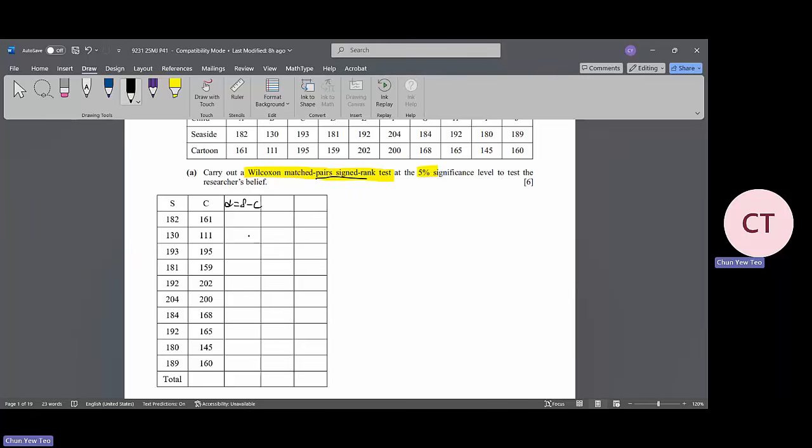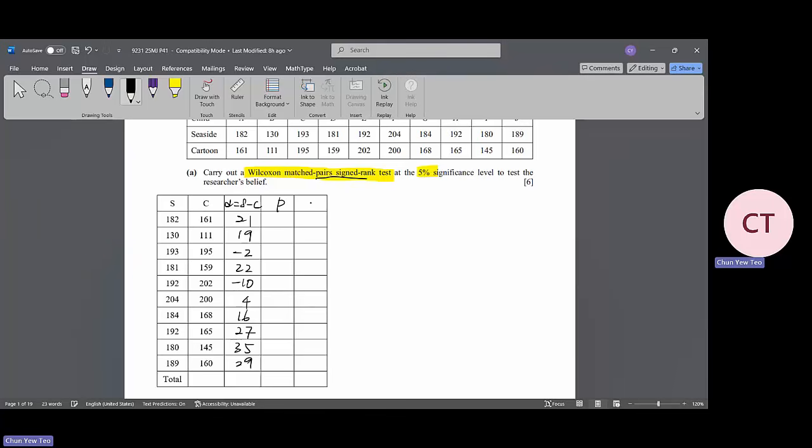S minus C, 182 minus 161, you get 21. And 19, negative 2, 22, negative 10, 4, 16, 27, 35, and 29.